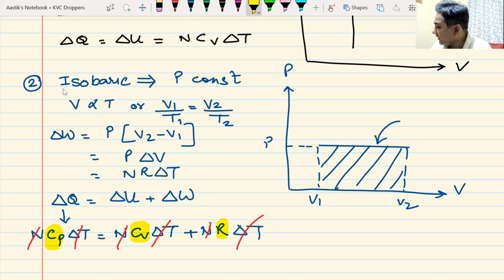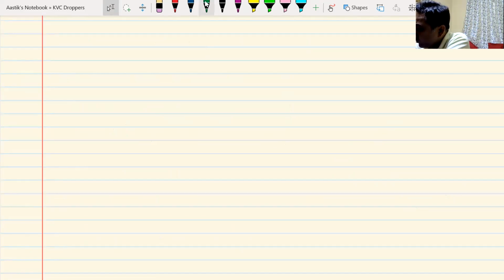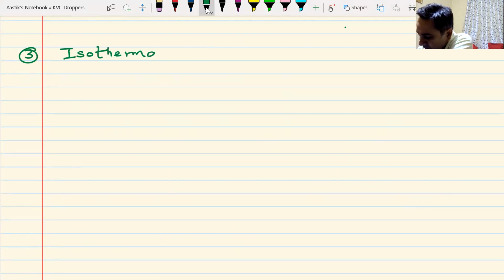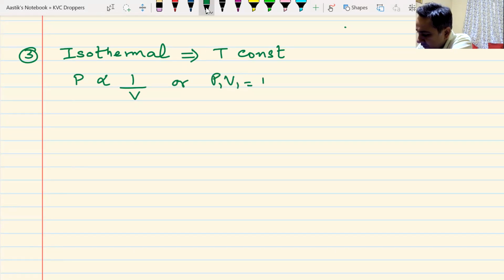The last but not the least, the third process that we did was known as which one? Isothermal process. In isothermal process, temperature was constant, temperature remains constant. That means pressure and volume change, and we had seen that pressure is inversely proportional to volume, or I can say P1 into V1 is P2 into V2.